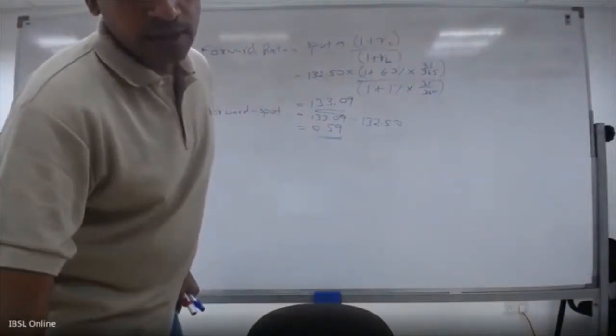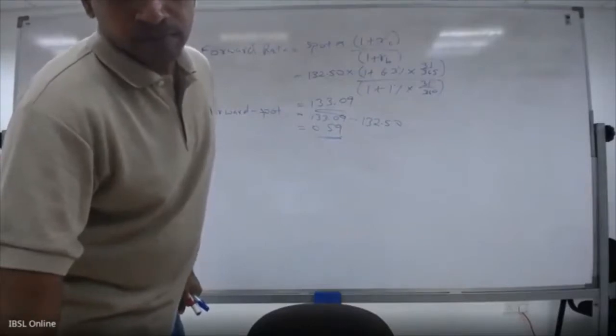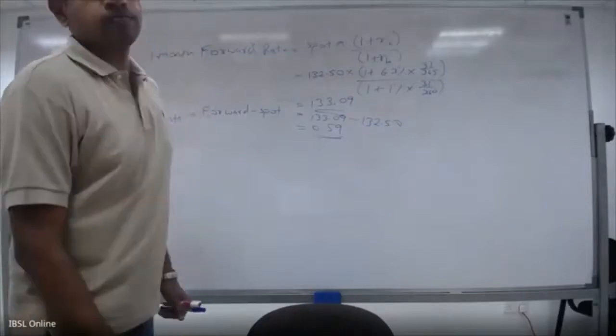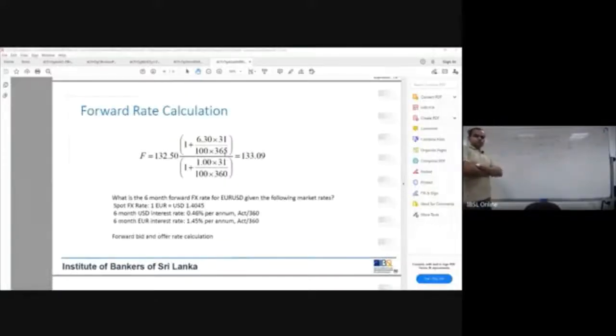Let's try the next example. What is the 6 months forward rate, FX rate for euro dollar given the following market rates? Spot rate 140.45, 6 months dollar interest rate 0.46, 6 months euro rate 1.45.